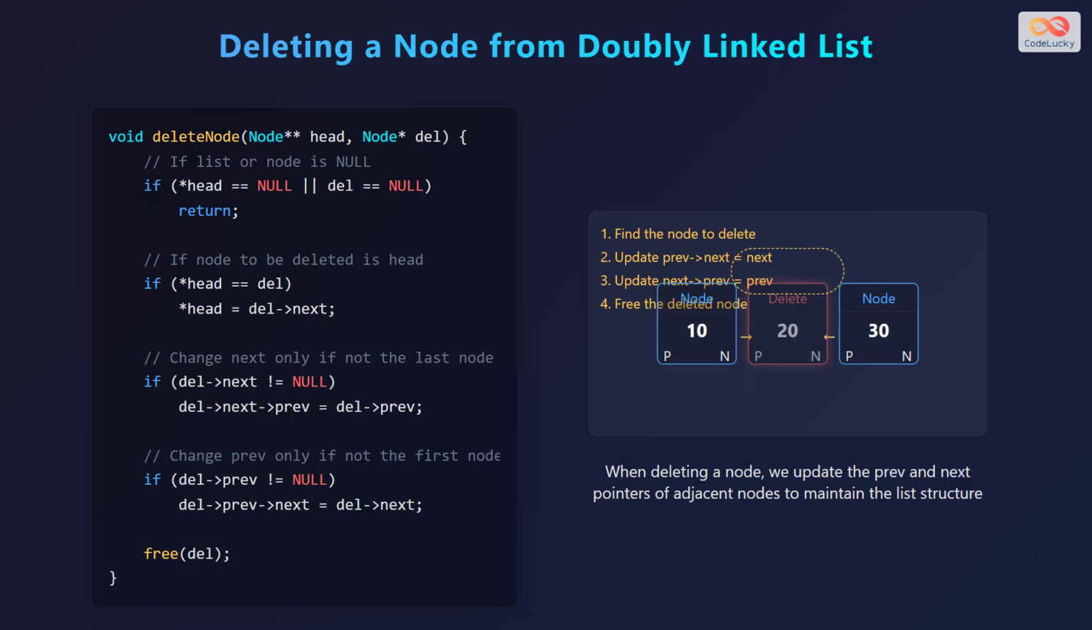The next pointer of the previous node is set to point to the next node of the node to be deleted, and the previous pointer of the next node is set to point to the previous node of the node to be deleted. Finally, the memory occupied by the deleted node is released using the free function.